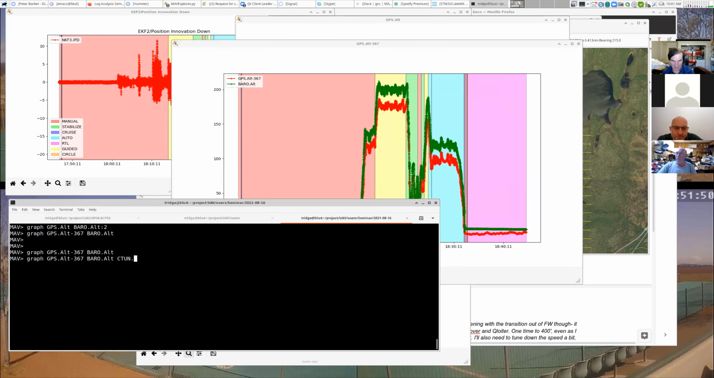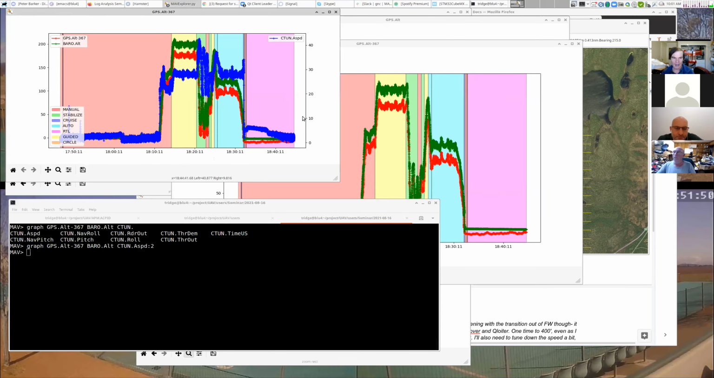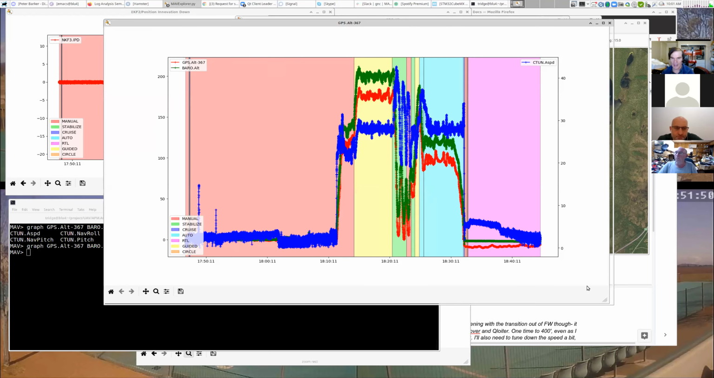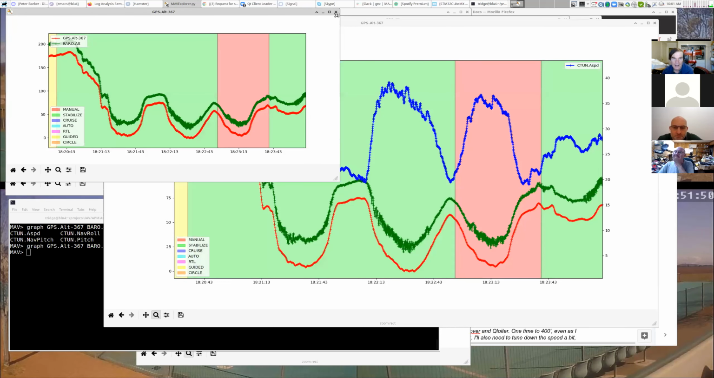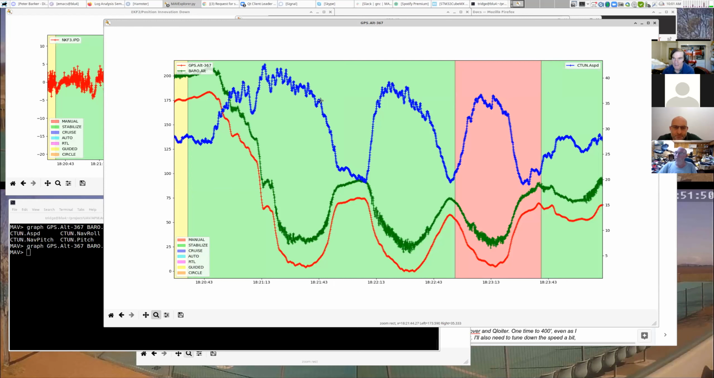Now let's put the airspeed on, in fact it might be AS in this log. In these older logs, it's called ASPD. All right, here we have the discrepancy, the red and the green lines, the discrepancy between our GPS altitude and baro altitude, and there we have our airspeed. The interesting part is in this part here, where he's in stabilized mode, and that graph's finally popped up, where he's diving up and down and changing his speed quite radically.